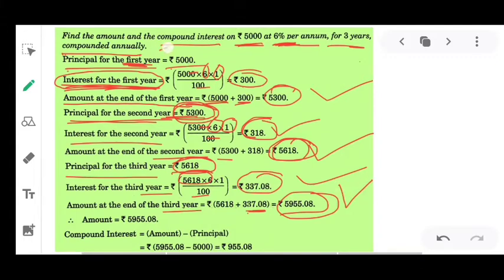So compound interest is amount minus principal, that is the formula. So amount is 5955.08 minus principal, which is 5000, so that is equal to 955.08 rupees. That is the compound interest, and amount is 5955.08.